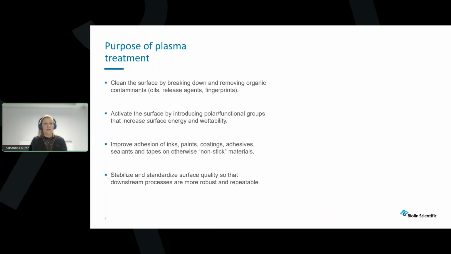One very common reason to use plasma treatment is really to improve adhesion. We can improve adhesion of, let's say, different types of inks or paints or coatings or adhesives that are used in the next process steps. And also, we want to really make sure that the properties of the surface are always the same when we enter into the next process steps.